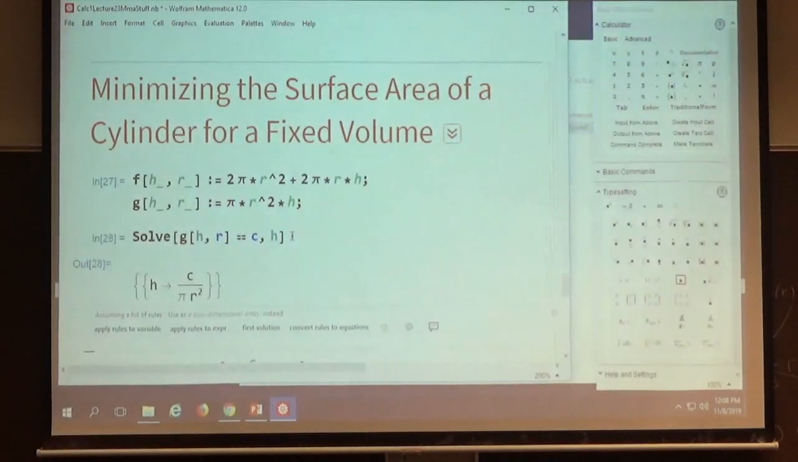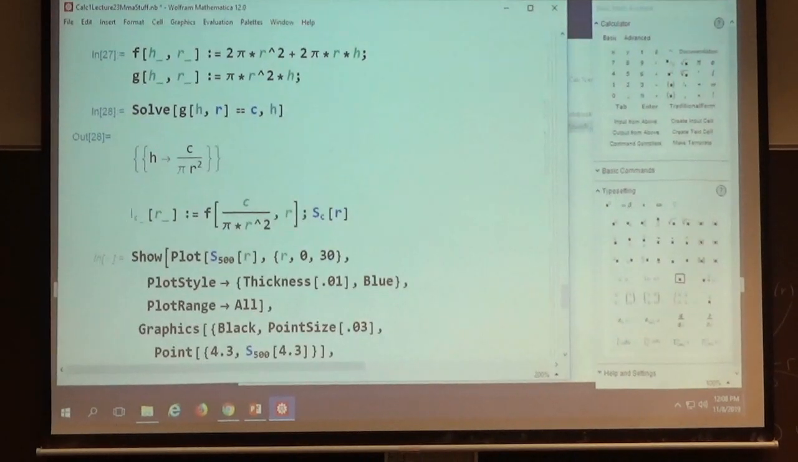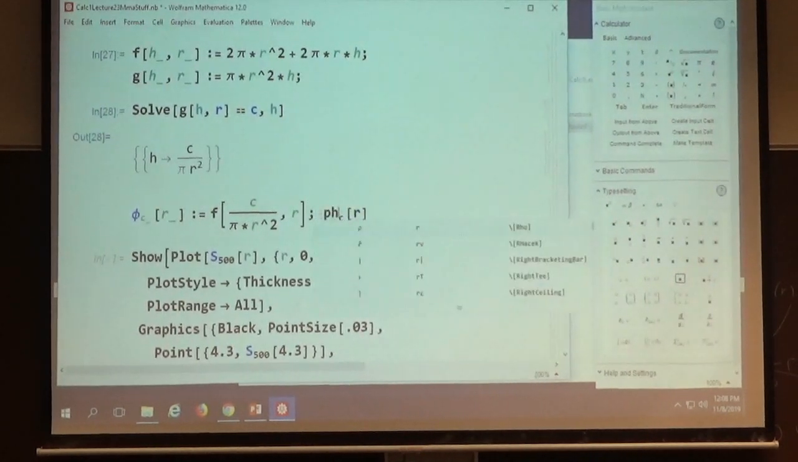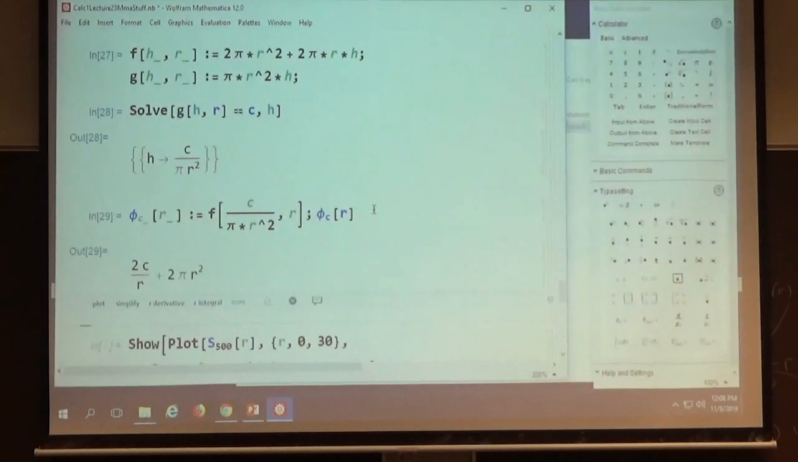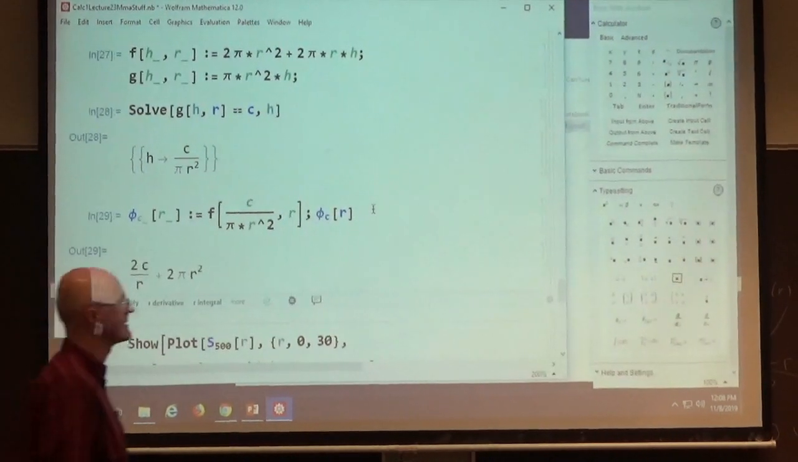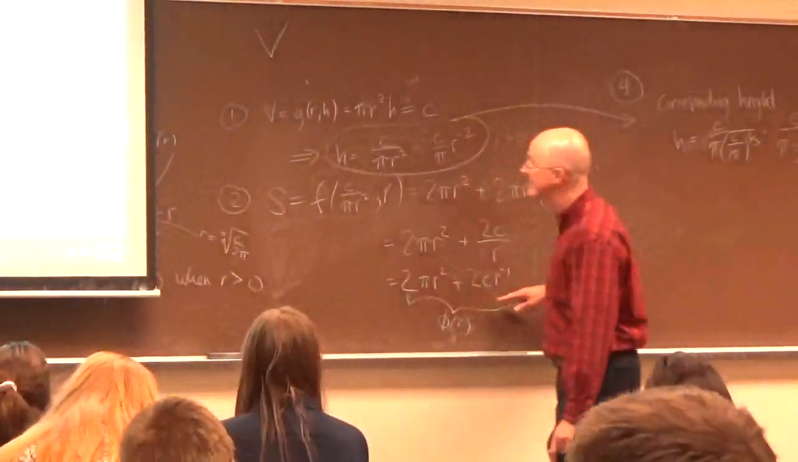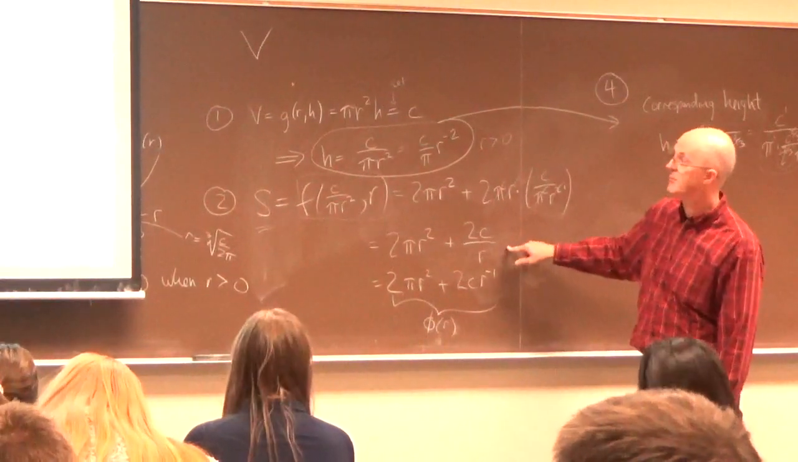I could plug that into the f function in place of h to get my phi function, which I called s here. I'll change this to phi. Hey, pretty. I make a phi by doing escape ph escape phi. There's my phi function. Where does that match? That matches this, or this if you prefer.